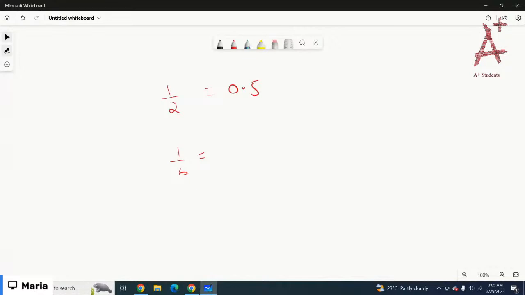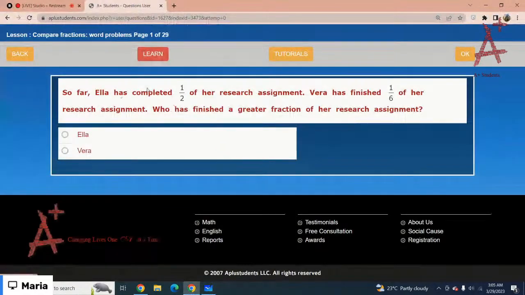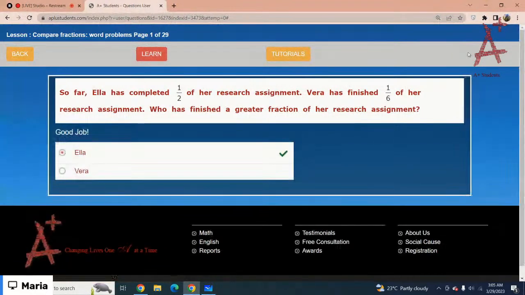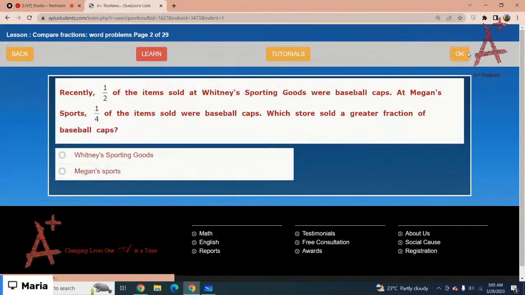Got it? Just convert them into percentages. It would be 50% and it would be just 16%. So who did greater? Yes, obviously Ella did, because Ella did half. So Ella did 50% of the assignment. Got it? Very good, Evangeline.